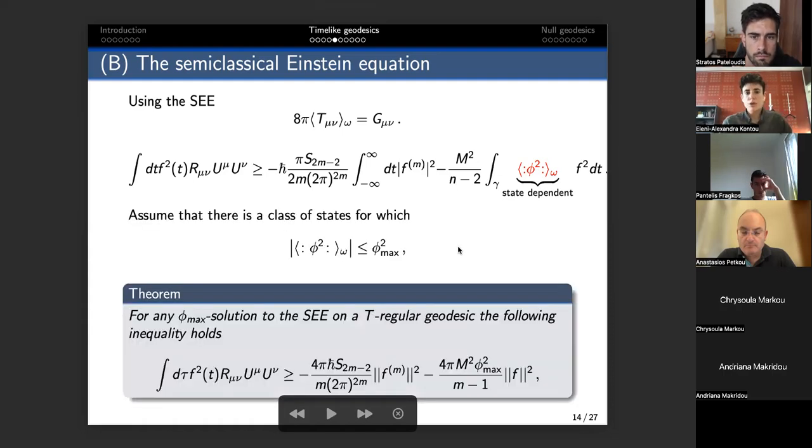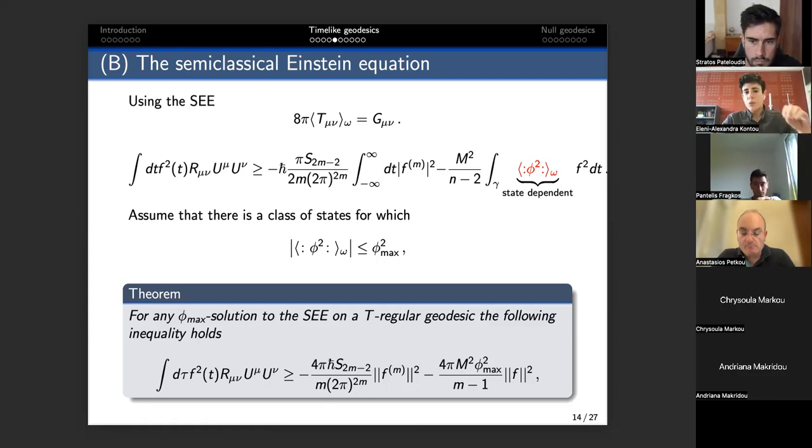And so what we do is we assume that there is a class of states where the weak square of the field for this class of states is bounded, and there is some maximum value of the field, phi max squared. This is certainly a weak point of the inequality, that we need to assume that. But there are actually classes of states that do have that property.